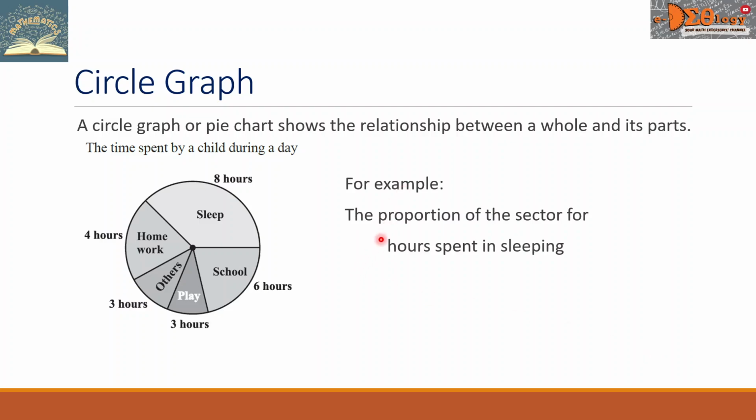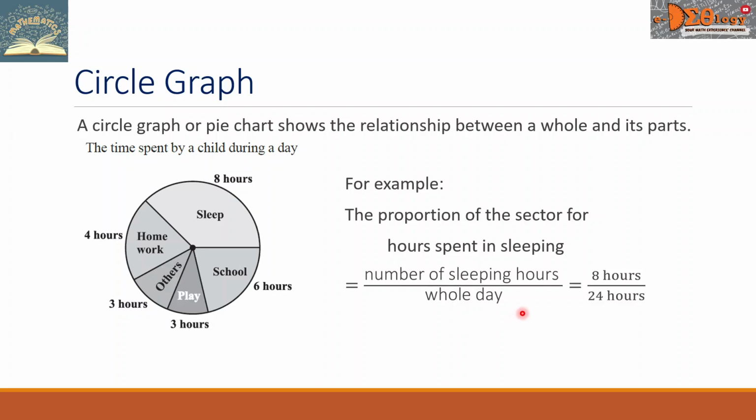For example, the proportion of the sector for hours spent in sleeping. This is the number of sleeping hours all over the whole day. When we put the values or the numbers, we write 8 hours for sleeping all over the total whole day of 24 hours. We simplify our fraction into 1/3. That means this sector for sleeping drawn 1/3 part of the circle.